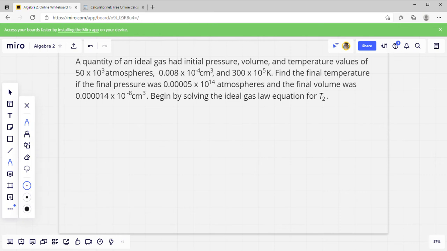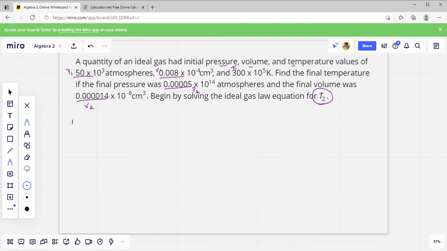And I'm going to go through here and label. So first we're going to have pressure, volume, and then temperature. So here is our pressure. That's P1. Our volume, this one's V1. And our temperature, and that one is T1. Then we're going to have our final pressure, so that's P2, and our final volume. So this one's going to be V2. We want to solve for T2.